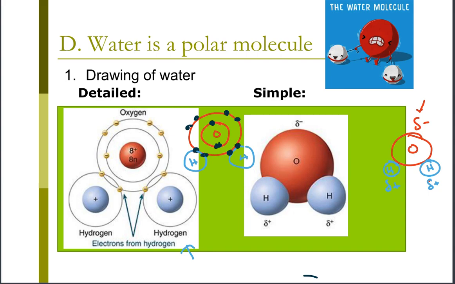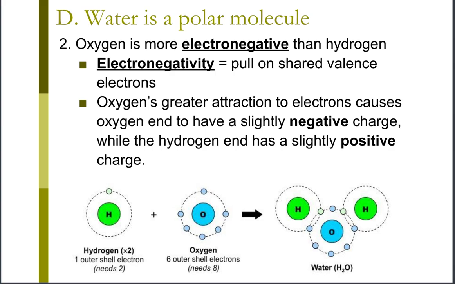And that's just really simple. And again, you want to do that partially plus on the corner, and partially minus on the oxygen. Okay, so why does this matter, or why does this happen?